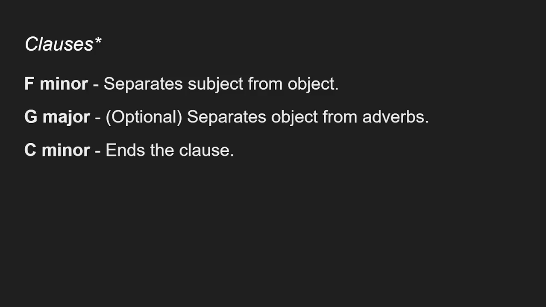And then after you start it with a chord, you're going to put the subject A, then the F minor chord to separate the subject from the object, then the object B, then a G major chord if there are any adverbs, then the adverbs, and then the C minor chord. But if there are no adverbs modifying the clause, then after the object, you just put the C minor chord.